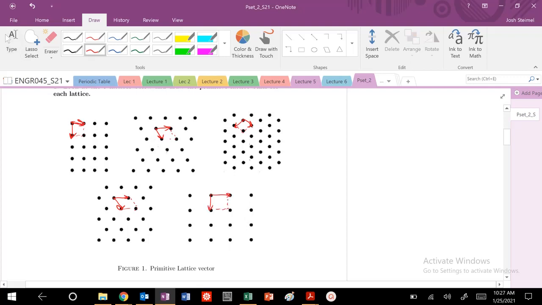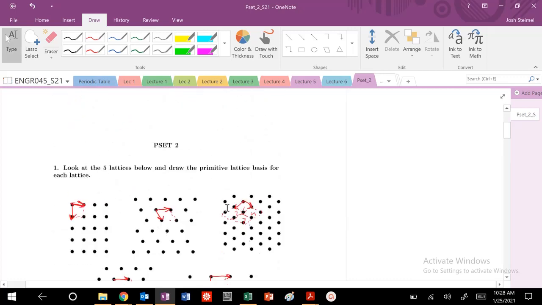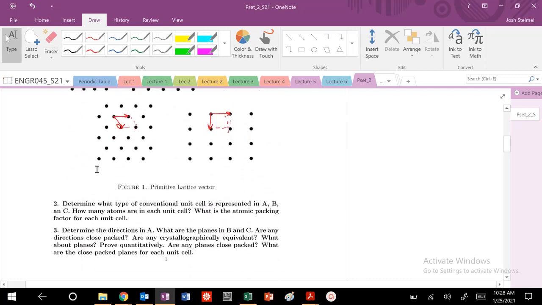And if you draw, you see that each of these corner atoms is going to share basically a fourth. So here it's shared by 1, 2, 3, 4. There we go. So that's 1. So look at the 5 lattices, draw the primitive lattice for each basis.